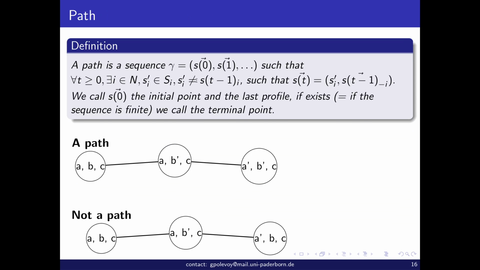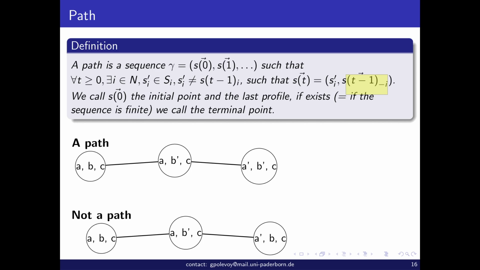From s_{t-1}, different from what player i did at time t minus 1. Time is just a way we can look at the sequence unfolding. Such that what the path has at time t is that player changing, because s_i prime is different from what the player did, and the rest of the players are doing exactly what they did at time t minus 1. So there exists exactly one player at each time that changes her action. Not more, not less.